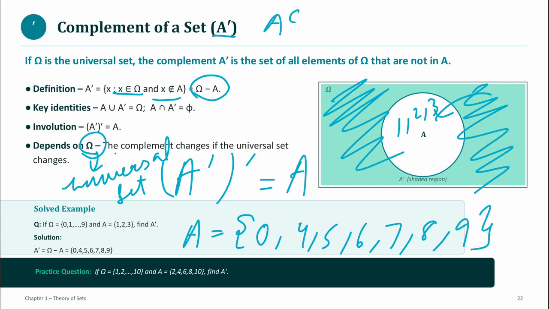Got it? So this is a practice question right here. Here we are given the universal set to be 1 to 10 and A is equal to 2, 4, 6, 8, 10. Find A dash. So 1, 3, 5, 7 and 9 would be our A dash. Fine?